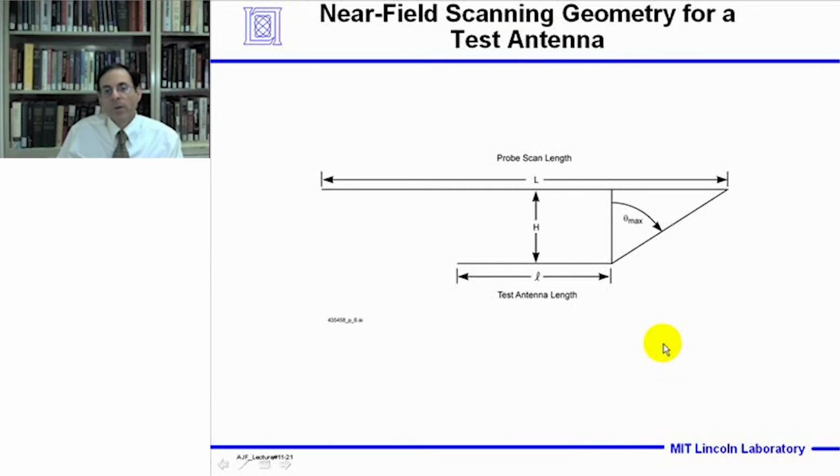In the near field scanning case, if the antenna length is L as shown here, and we scan a probe in the near field distance capital L, then the angles at which the far field radiation pattern would be accurate would be out to approximately the angle formed here, theta max. So we do want to overscan the length of the test antenna.